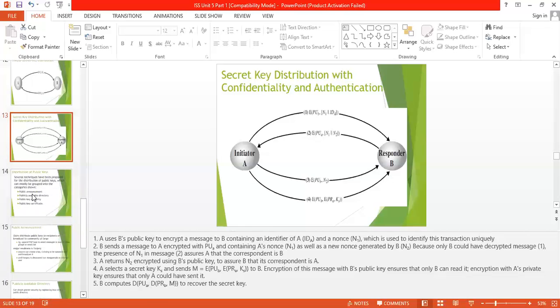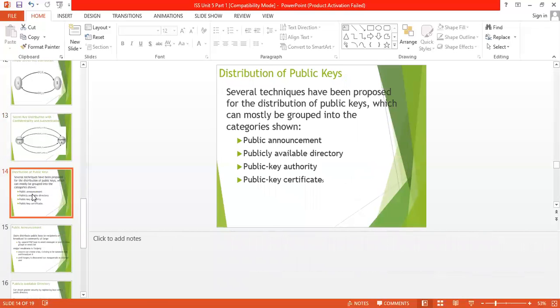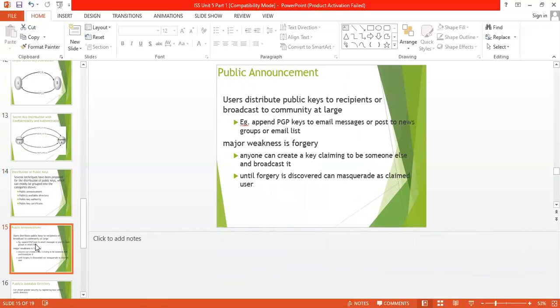After this, how to distribute the public key? There are several techniques. One is public announcement, another is the publicly available directory, third is the public key authority, and the public key certificate. First is the public key announcement. In public key announcement, the public key is broadcast to everyone. The major weakness of this method is forgery. Anyone can create a key claiming to be someone else and broadcast it. Until the forgery is discovered, they can masquerade as the claimed user.